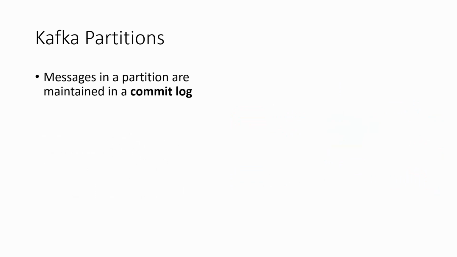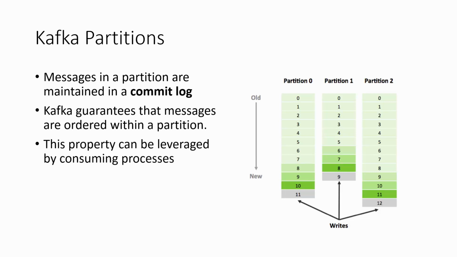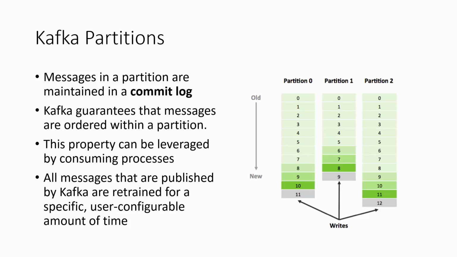So let's take a closer look at how Kafka partitions work. Messages in a partition are maintained in a commit log. And Kafka has the nice property that all of the messages within a partition are ordered and will be delivered to the consumers in that particular order. So this property can be leveraged by a consuming process if needed. Another property of a Kafka cluster is that when you set up a Kafka system, you can actually specify how long you want to keep messages in the system. You can basically retain them for any user-configurable amount of time if you ever need to replay them in the future.